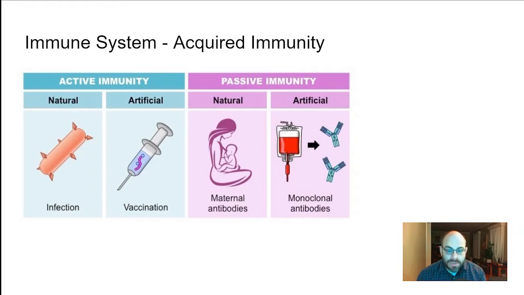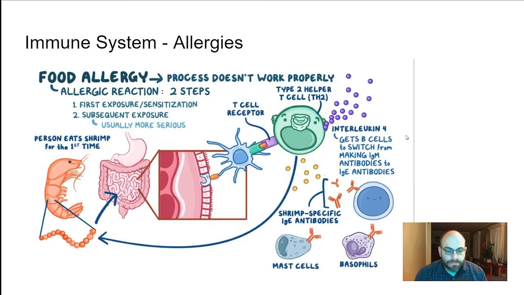Best example of this is like a nursing mother who will give her own immunity to the child that she's nursing. This lasts for like 6 months in a nursing baby. And so that's an example of that. There's other examples of passive immunity as well. But the idea that we acquire immunity actively most of the time, but we can also acquire it passively as well. Allergies, very important part of the immune system.